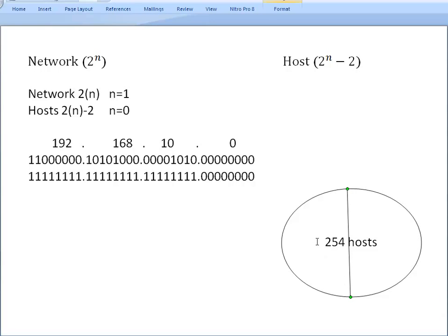But when we separate it into two networks, we don't have 254 hosts any more. We will have a bit less. So let's count them.